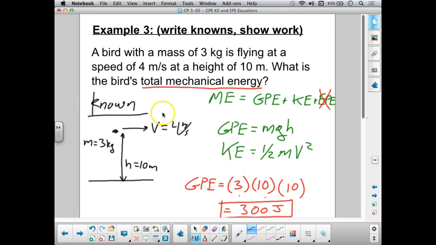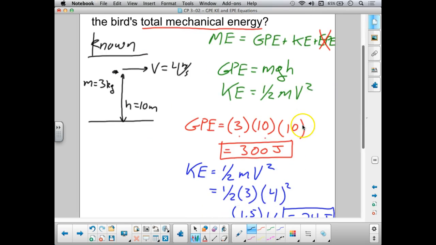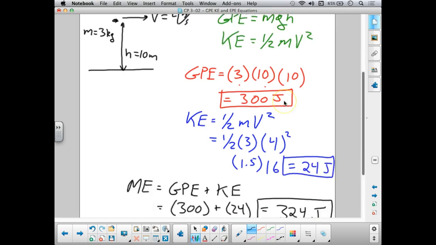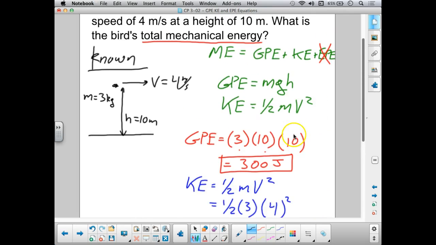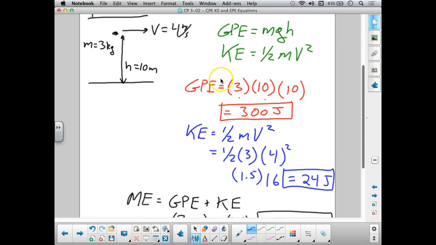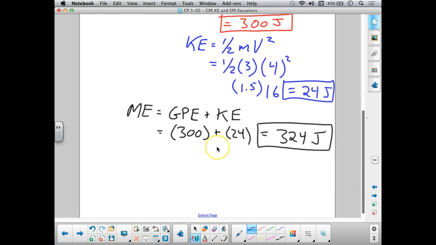Let's do a quick recap. I read through my problem. I made a neat diagram that was labeled with what I know. I wrote down the relationships that matter in this particular problem, and then I solved one step at a time. I knew that this bird had both height and speed, so it must have both gravitational potential energy and kinetic energy. At the very end, I wanted to find the total mechanical energy, so I just added up all the forms of mechanical energy that are involved, the GPE plus the KE, to get a total of 324 joules.